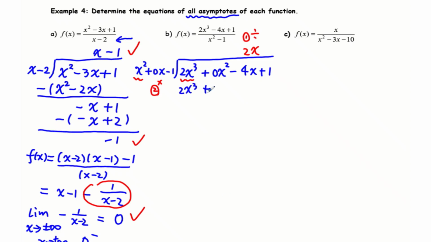Then 0x squared minus 1 times 2x gives minus 2x. This is our second step. Then the third step is subtract. So align very well. 2x cubed, subtract 0, this one 0, this one subtract, negative 2x plus 1. Then this one, we don't have x squared, so it will be 0x squared divided by x squared is 0, so it's just 2x.